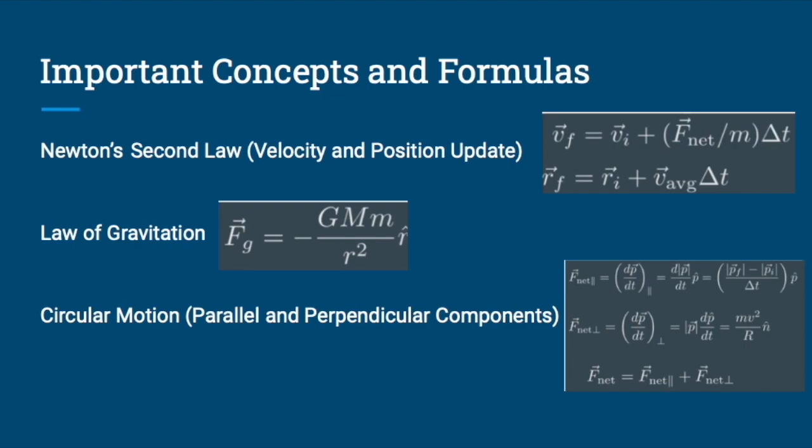A few important concepts for this lab would be Newton's second law, along with the velocity and position update formulas to calculate how the planets and the ship were moving in both parts of the lab. Then we have the law of gravitation, which is a force acting upon both of these systems, shown by the second formula in the middle, and how we describe the net force and the rate of change of momentum in a circular motion, along with the parallel component of an object's motion and the perpendicular component of an object's motion that will both add up to the net force.